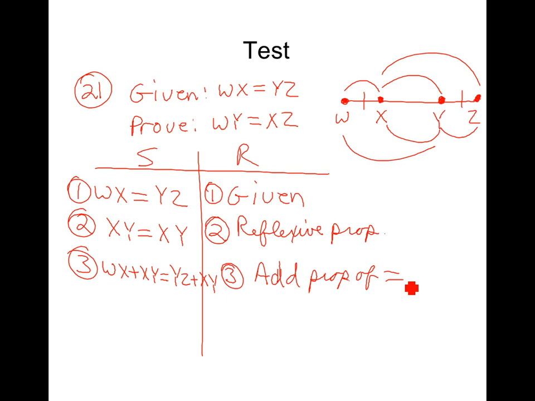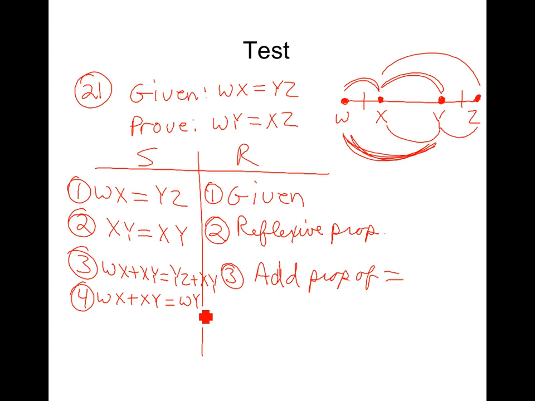So we added the same thing to both sides, and we know that the distance the first person walked is the same as that distance. Then this person walked from here to there, then from here to there, so they walked that total distance, and that's what we write down here. WX plus XY equals, what's the total distance? WY.